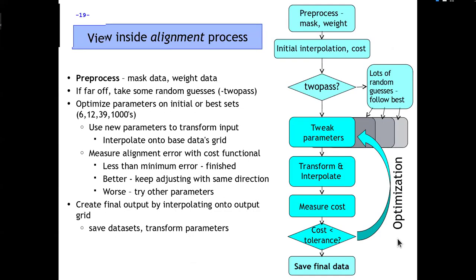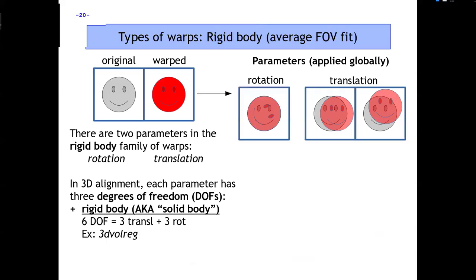I'm legally obligated to show a flow chart here because I mentioned kind of an algorithm, but I'm just going to skip over this because we've already covered it. In terms of the kinds of tweaks and perturbations that we can allow, the first family of them are what are called rigid body alignment.